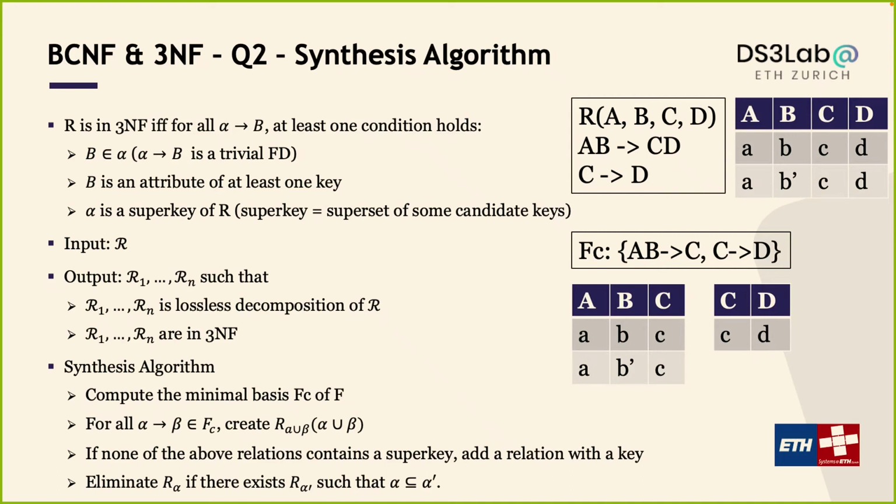So essentially you generate this lossless decomposition. One is ABC, another is CD. Each one of them is in third normal form. But on the other hand, they are a lossless decomposition of the original one. Okay? It's a very simple algorithm.